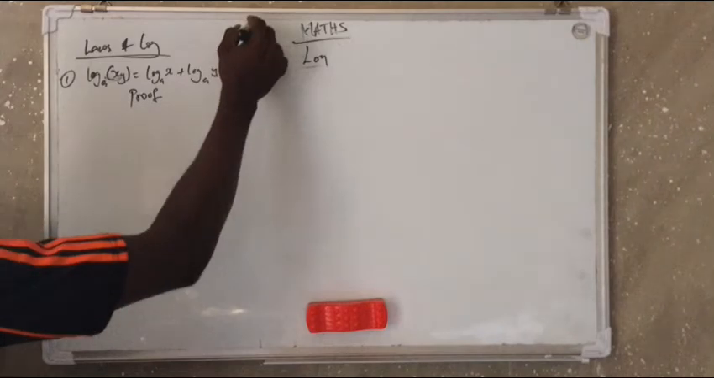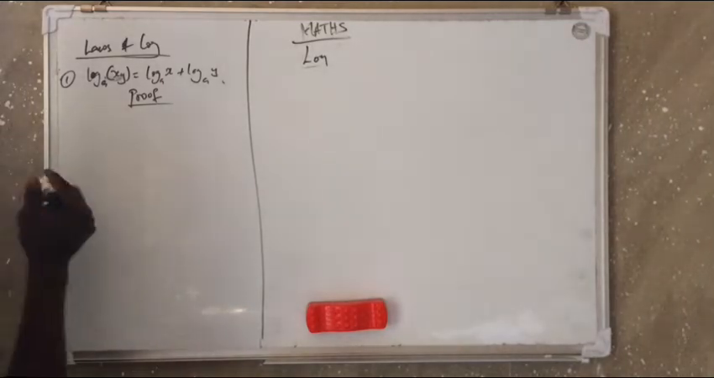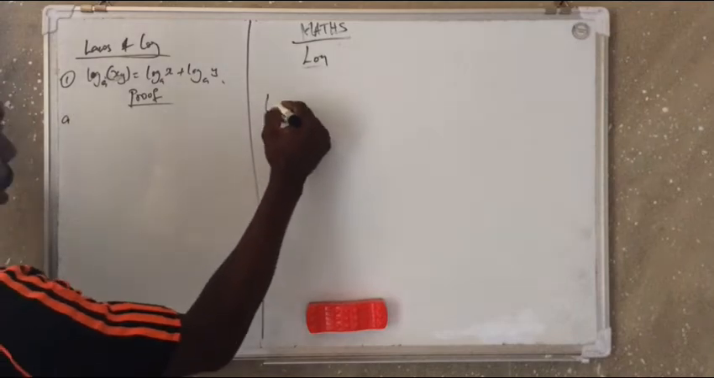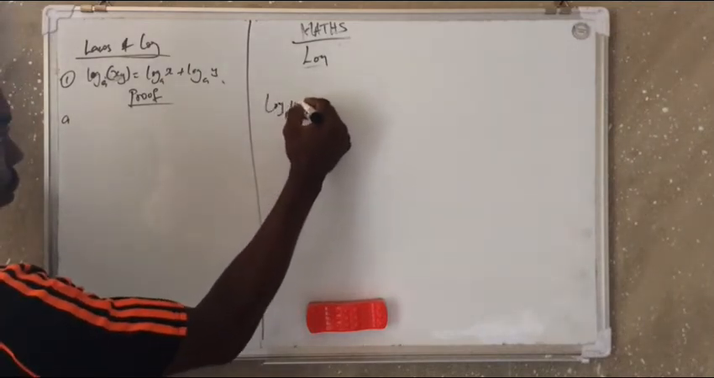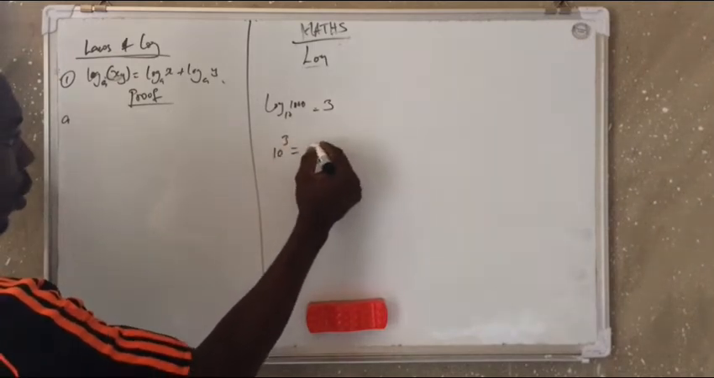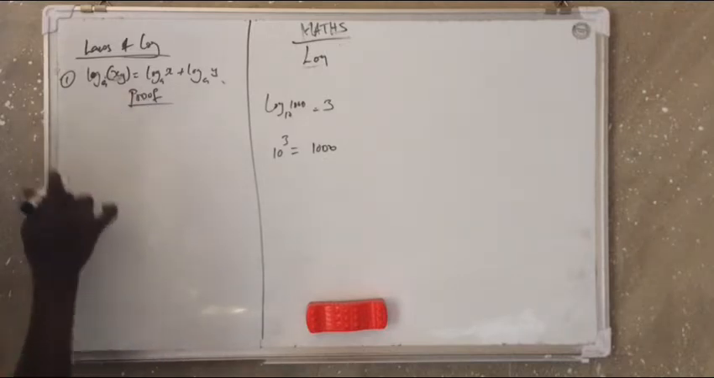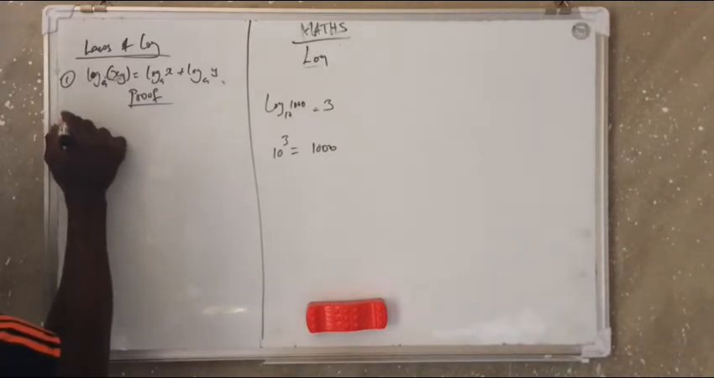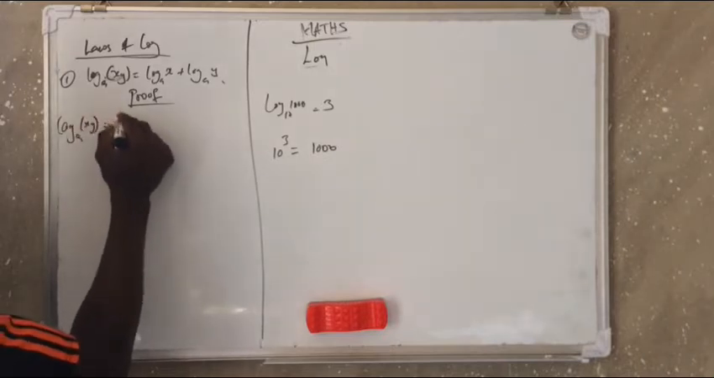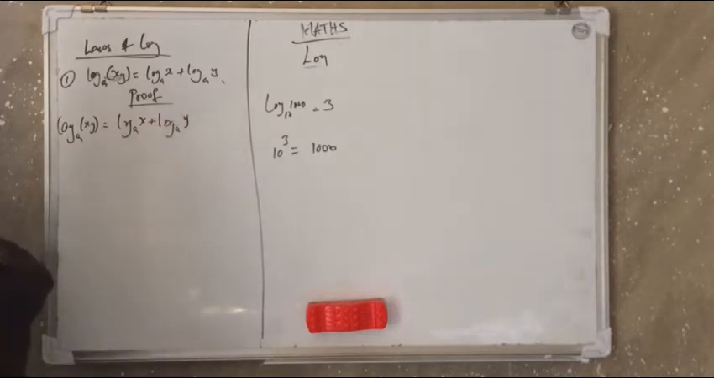Okay, so what we're going to do now is we use the definition and prove it first. Using the definition, we know that log to the base 10 of 1000 is equal to 3, because when you raise 10 to the power 3, you get back your 1000. So now, log base a of xy is equal to log base a of x plus log base a of y.